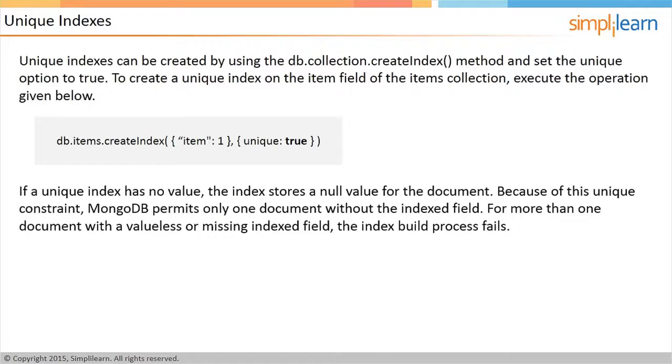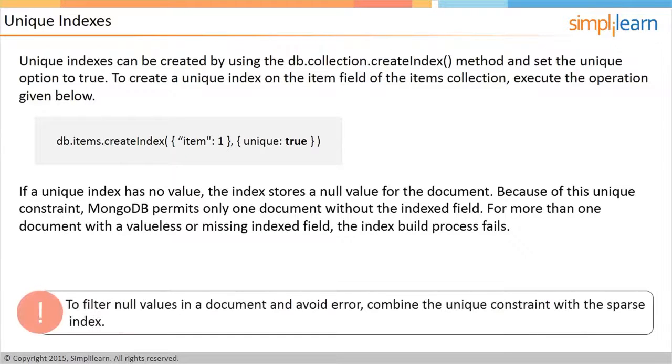Unique index and missing field. If the indexed field in a unique index has no value, the index stores a null value for the document. Because of this unique constraint, MongoDB permits only one document without the indexed field. In case there is more than one document with a valueless or missing indexed field, the index build process will fail and will display a duplicate key error. To filter these null values and avoid the error, combine the unique constraint with the sparse index. In the next screen, we will discuss sparse indexes.